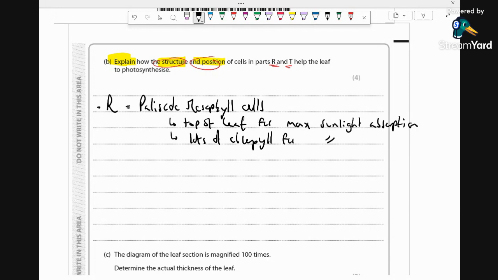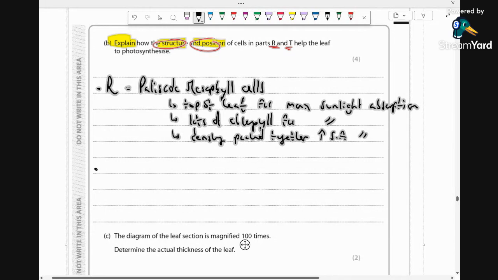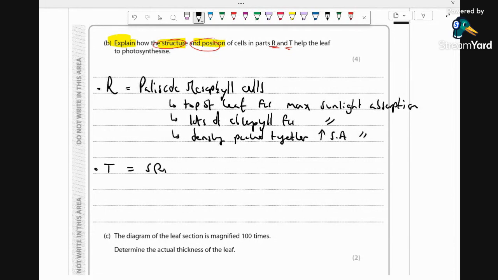And that they are densely packed together, again, to increase the surface area and sunlight absorption, which I won't write again. T, these are the spongy. Sorry, my handwriting is getting worse.